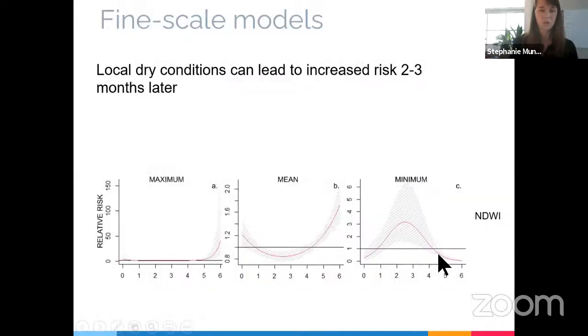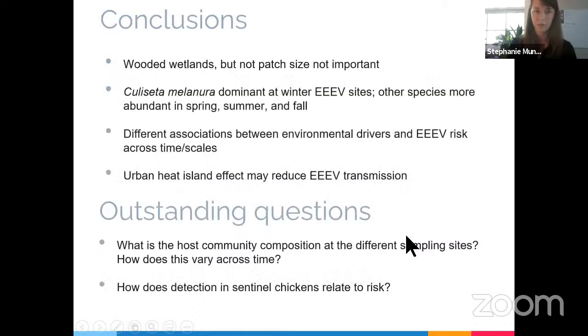transmission. And so then we also saw that local dry conditions can lead to an increased risk 2 to 3 months later. So similar to what I saw with the county level model, when you have minimum precipitation, there seems to be this drought process that triggers later risk at a temporal lag.